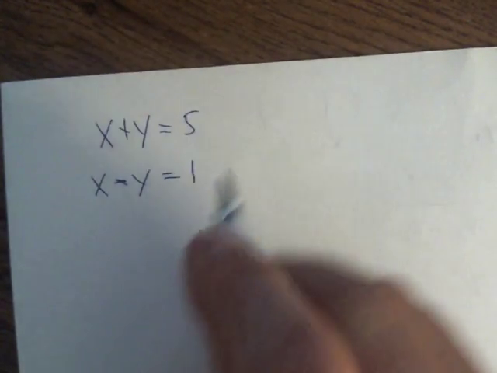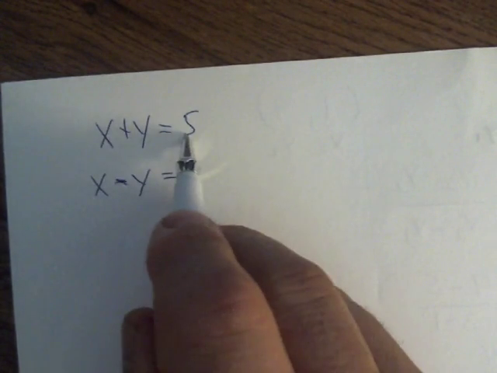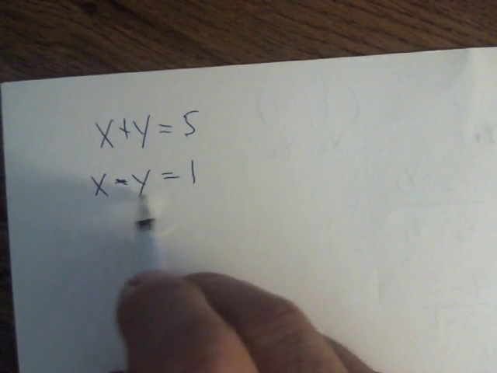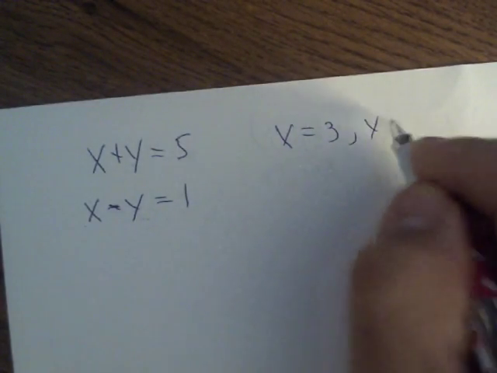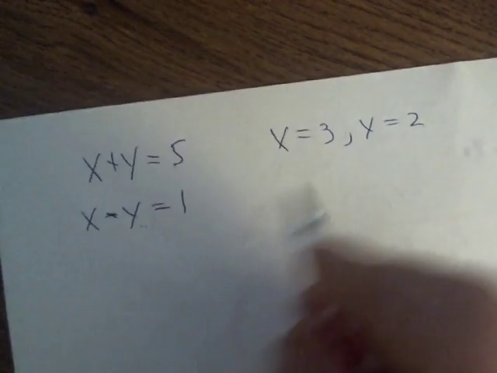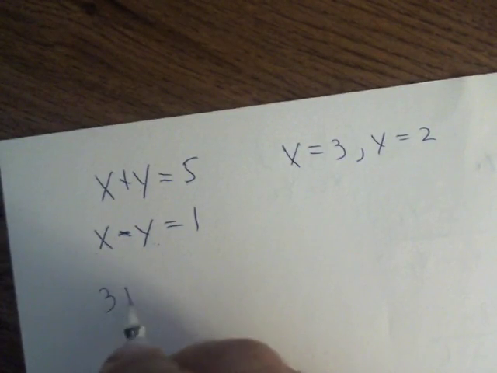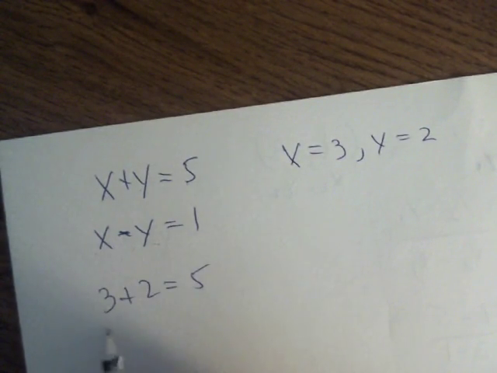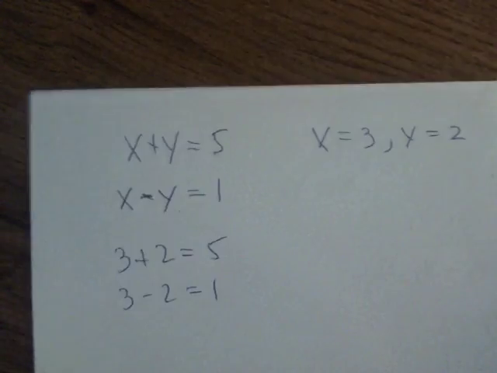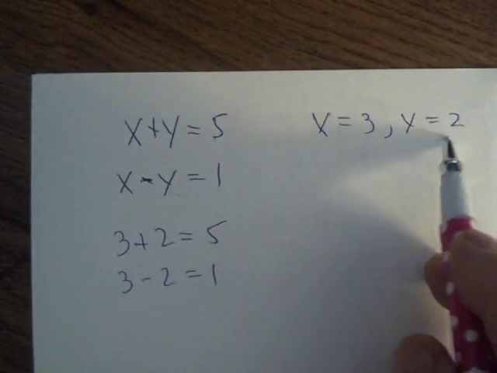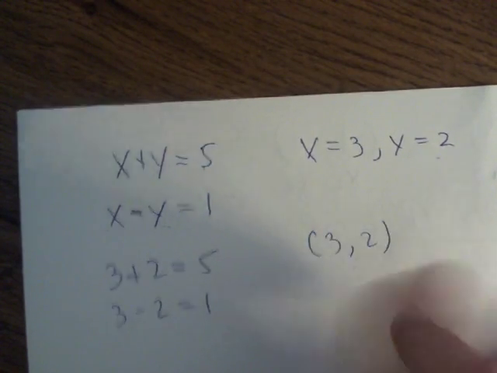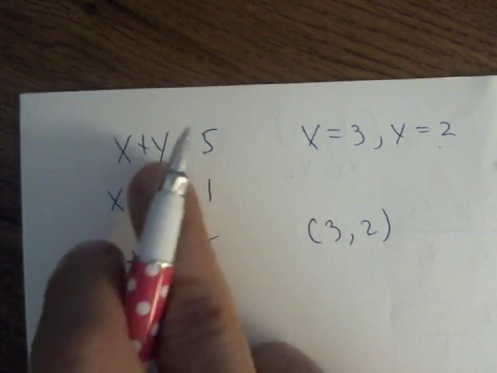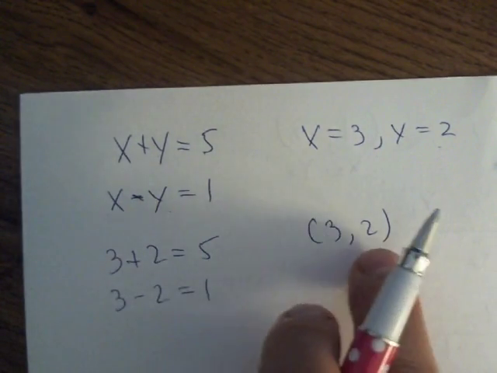If I just look at this one, I'm thinking of two numbers that add to give me 5, but also subtract to give me 1. If I had x is 3 and y is 2, well, 3 plus 2 equals 5, and 3 minus 2 equals 1. So that is your point. That is your solution that solves both equations at the same time. That's what we're looking for.